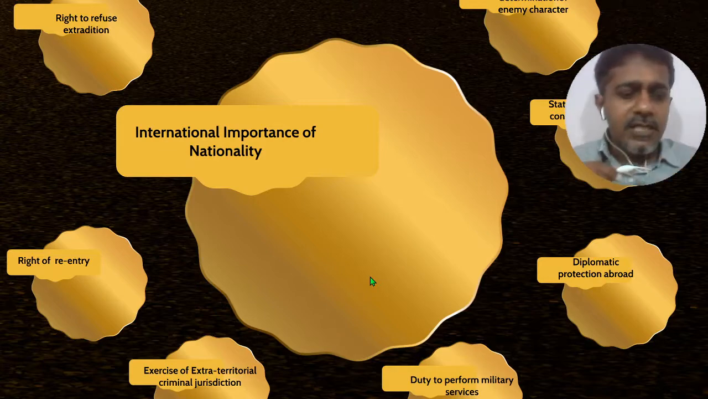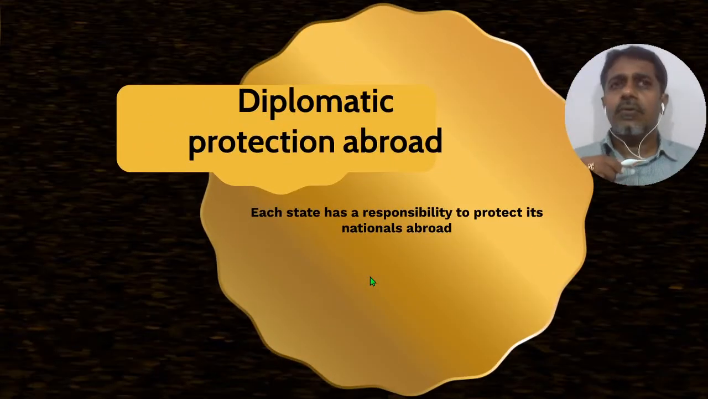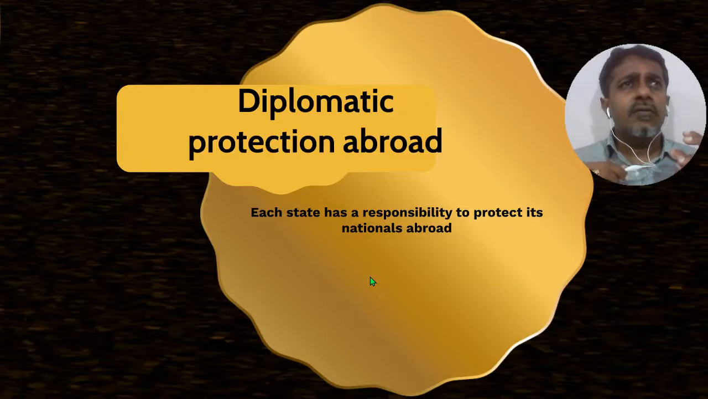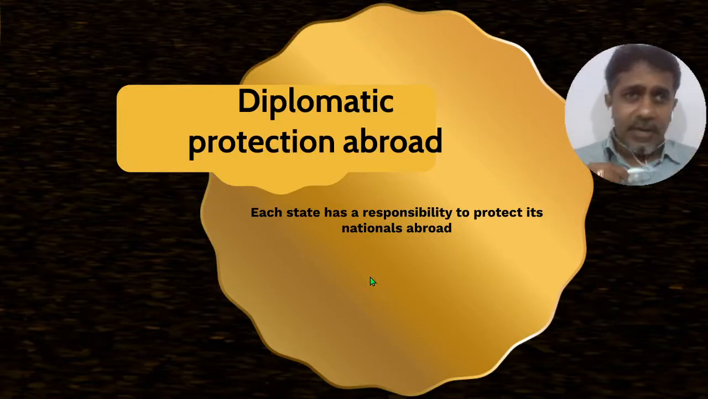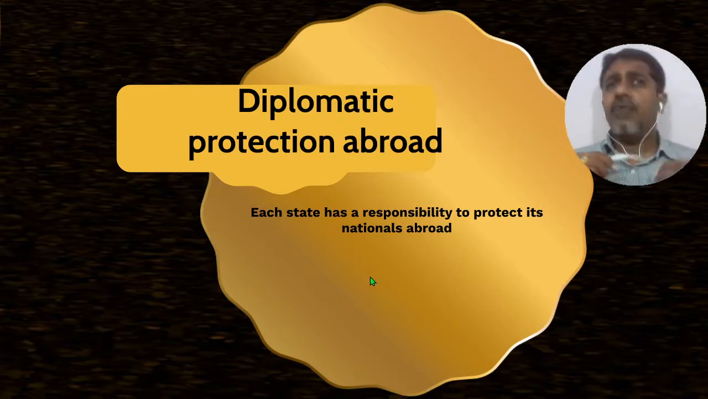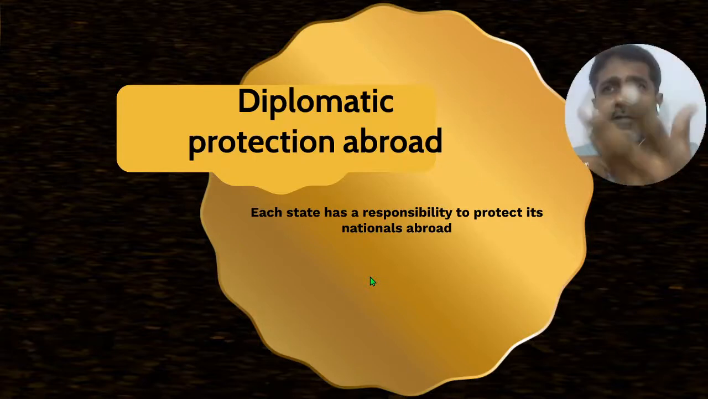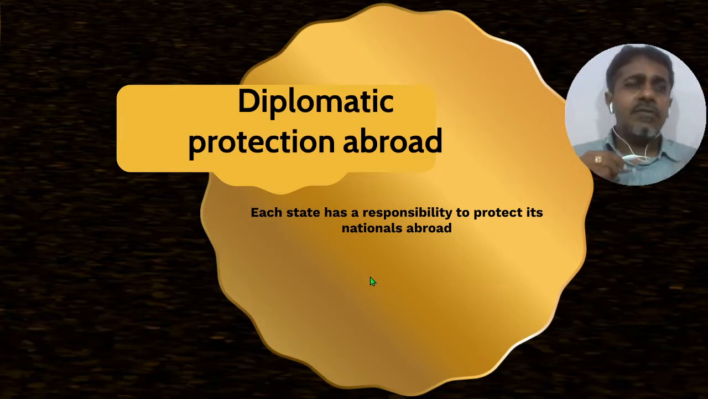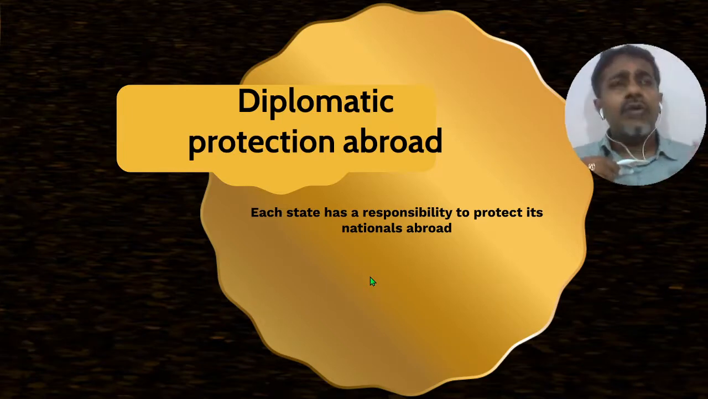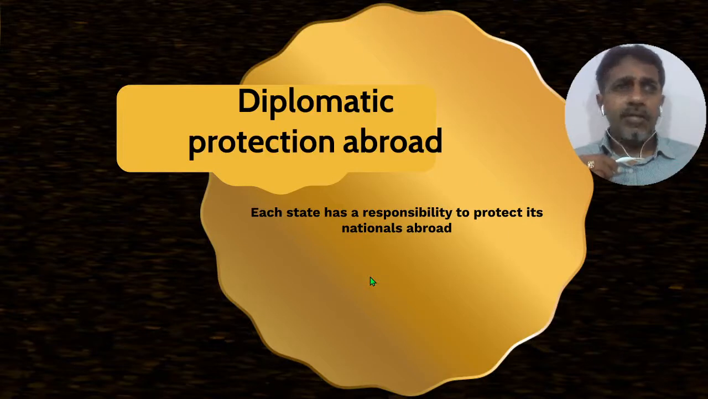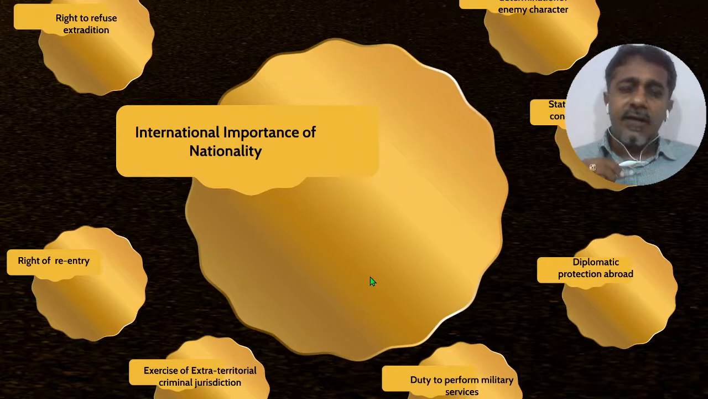First one is diplomatic protection abroad. Many times when we go outside and we need some protection through diplomatic agents or consular agents, what is the basis for me to get protection? It is my nationality to the state. If I am in an alien or foreign country, my identity is going to be associated with my state. And if I want to claim some diplomatic immunities or protections, nationality is going to be the basis. That is the importance of nationality under international law.